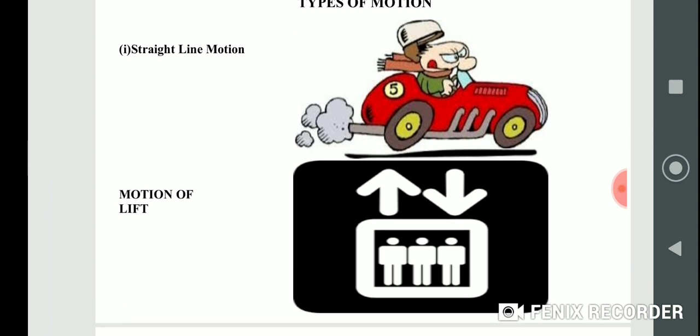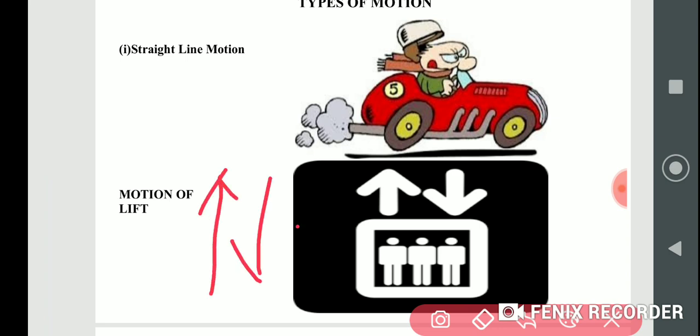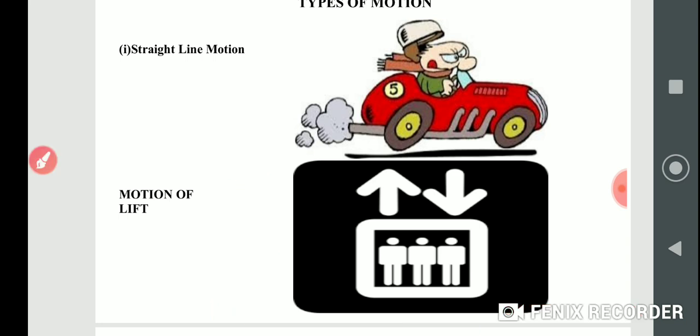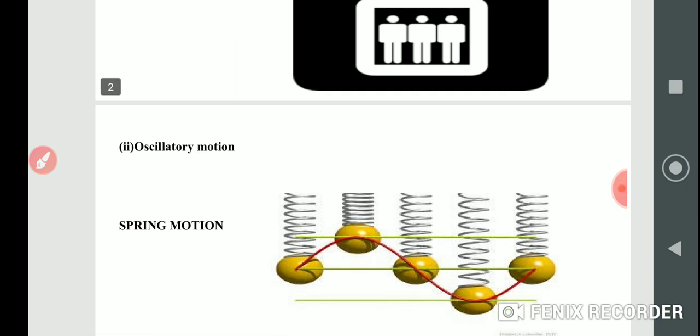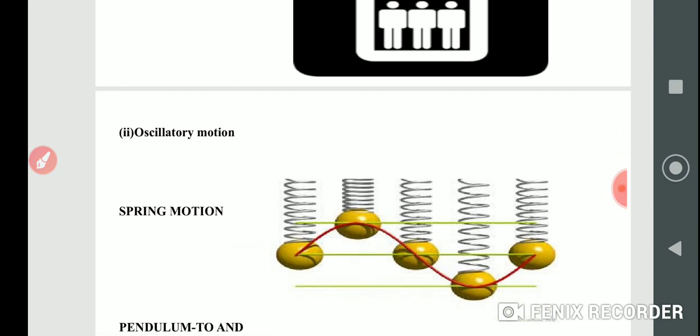Take another example of a lift. In a lift, either the lift is going up or the lift is going down. So this type of motion is also considered as straight line motion. So the motion of a lift is also straight line motion. I think straight line motion is clear. Now we will discuss the second type of motion, that is oscillatory motion.